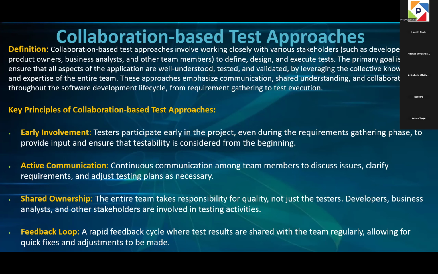So those are some of the key principles, and we'll look at the examples of collaboration-based test approach right now. Collaborative user story writing. In agile development, just as I said, user stories are used to describe functionality from the user's perspective. Collaboration-based testing involves multiple stakeholders like developers, testers, product owners, and business analysts, writing the user stories together.